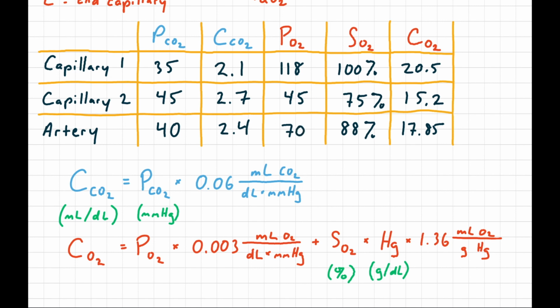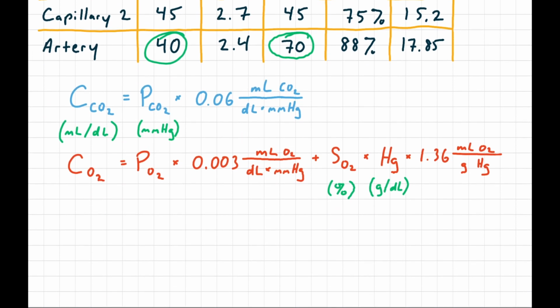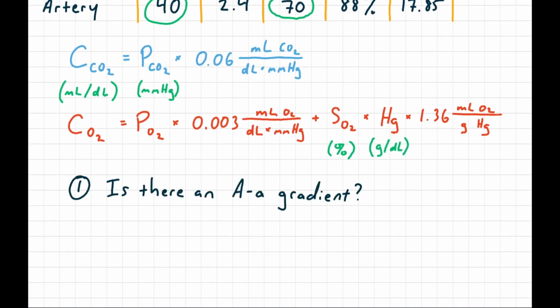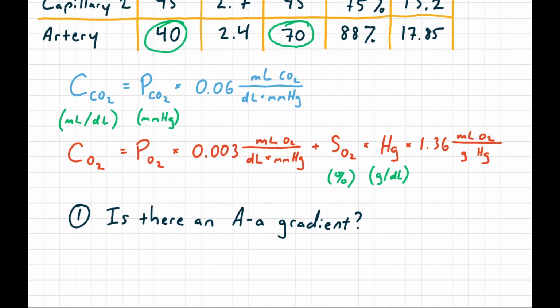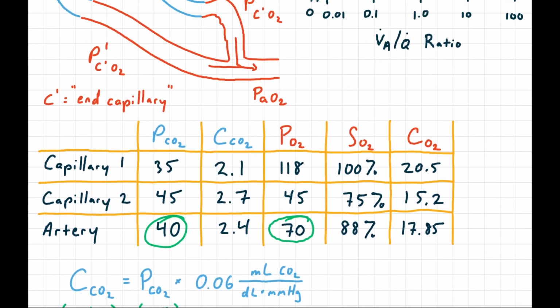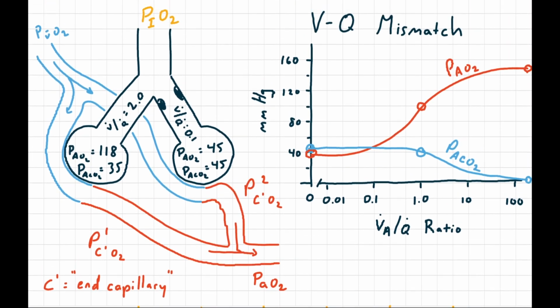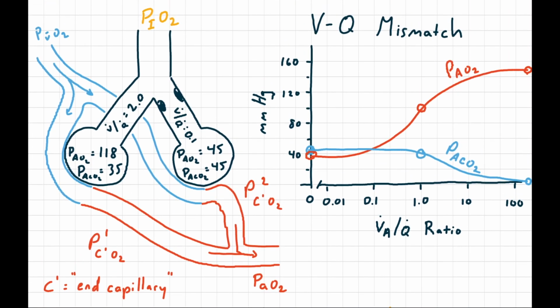So if you actually ran an arterial blood gas on this patient, you would find a PaCO2 of 40 millimeters of mercury and a PaO2 of 70 millimeters of mercury, and your pulse oximeter would be beeping along at 88%. And the entire reason for the hypoxemia is ventilation-perfusion mismatch. Let's ask our two standard questions. First, is there an AA gradient? Well, with two different alveoli with two different oxygen partial pressures, how do we compare alveolar and arterial oxygen pressure?